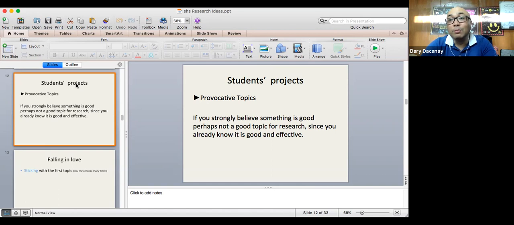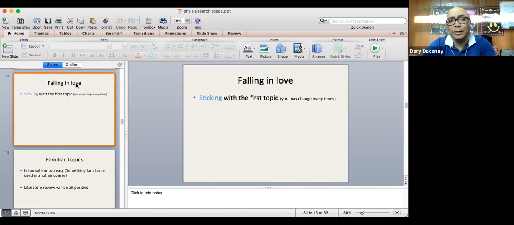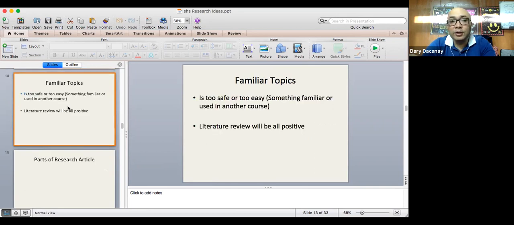If we know that bullying is not good, so what else? What other things would you like to find out when you talk about bullying? For example, falling in love. What about it? Okay. Be more specific. What do you like to find out? Okay. Let's say, sticking with the first topic, so you may change that, okay, and talk to your professor or your teacher immediately para sa ganun, we'll be able to discuss it.